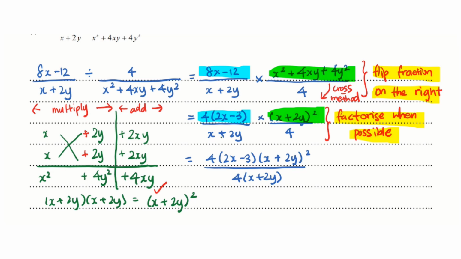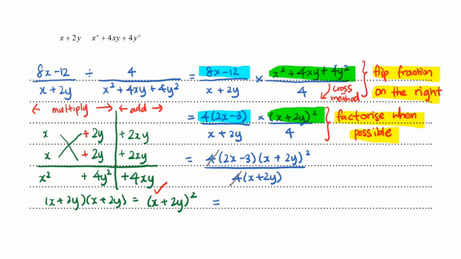Now that I have done the factorization process, I will multiply the numerators together and multiply the denominators together. So I achieve this fraction over here. Then I will now do the cancellation of common factors. So the 4 can be cancelled out because they are common factors. Then 2x minus 3 in the numerator cannot be cancelled out at the bottom.